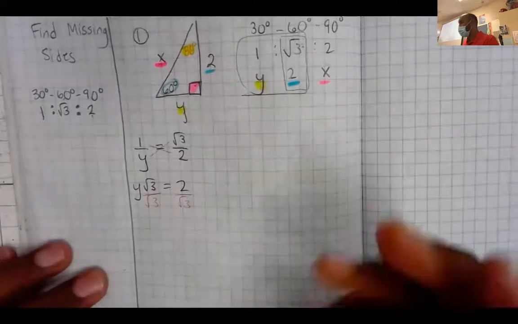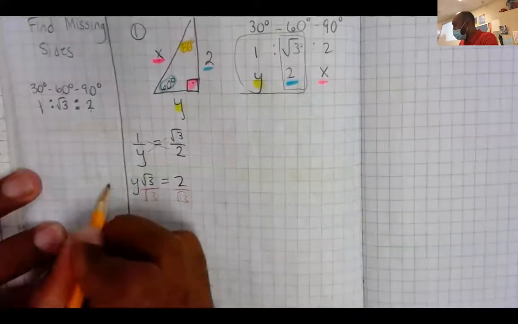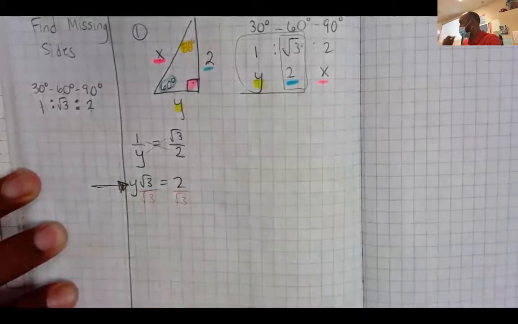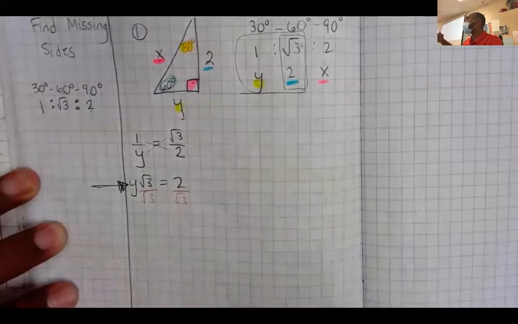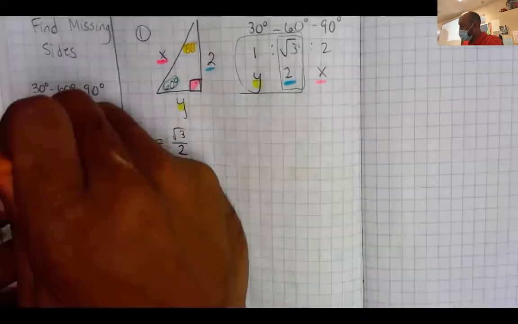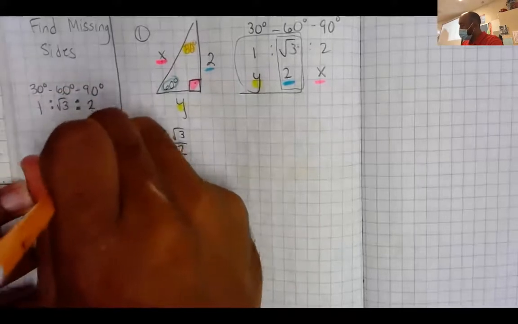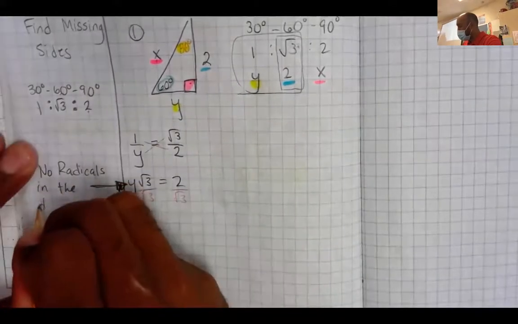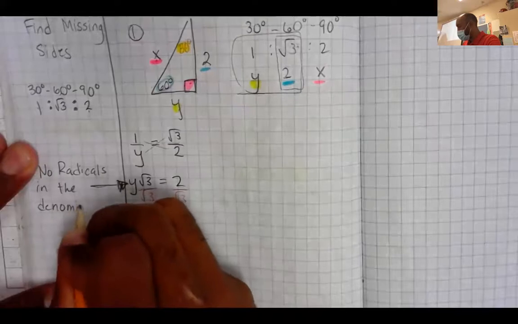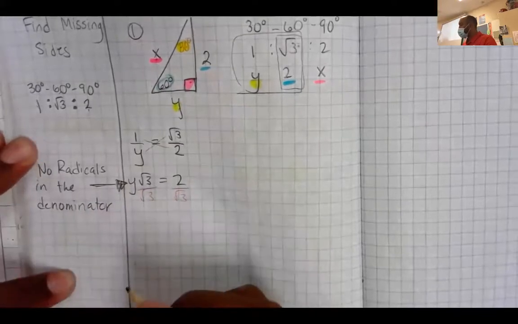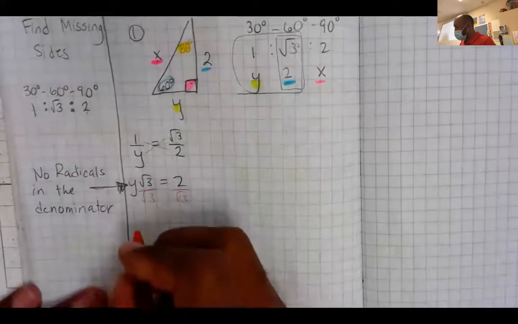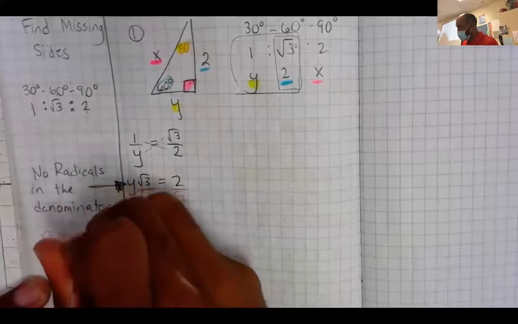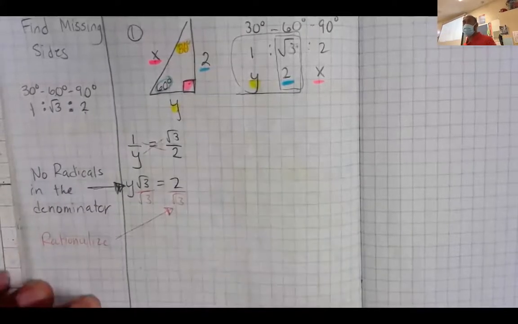Now the only thing is that the rule when it comes to writing out solutions or values is you don't want to have a square root in your denominator. Okay, so no radicals in general, no radicals in the denominator. So what we can do to get rid of that is what's called rationalize. We're going to rationalize this.